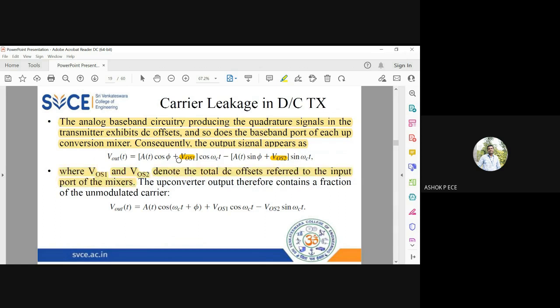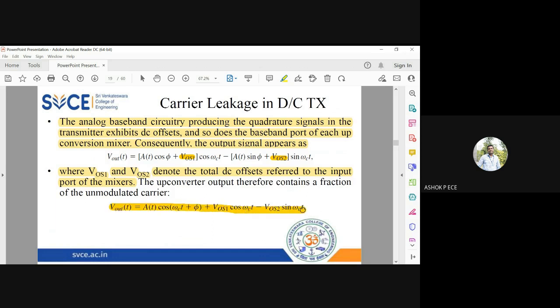Offset means, from the base level, how much the signal is being shifted. If you put a plus sign, it means it is going to shift upwards. If it is minus, it means you are going to shift downwards. So this upconverter will have a total fraction of the unmodulated carrier power.